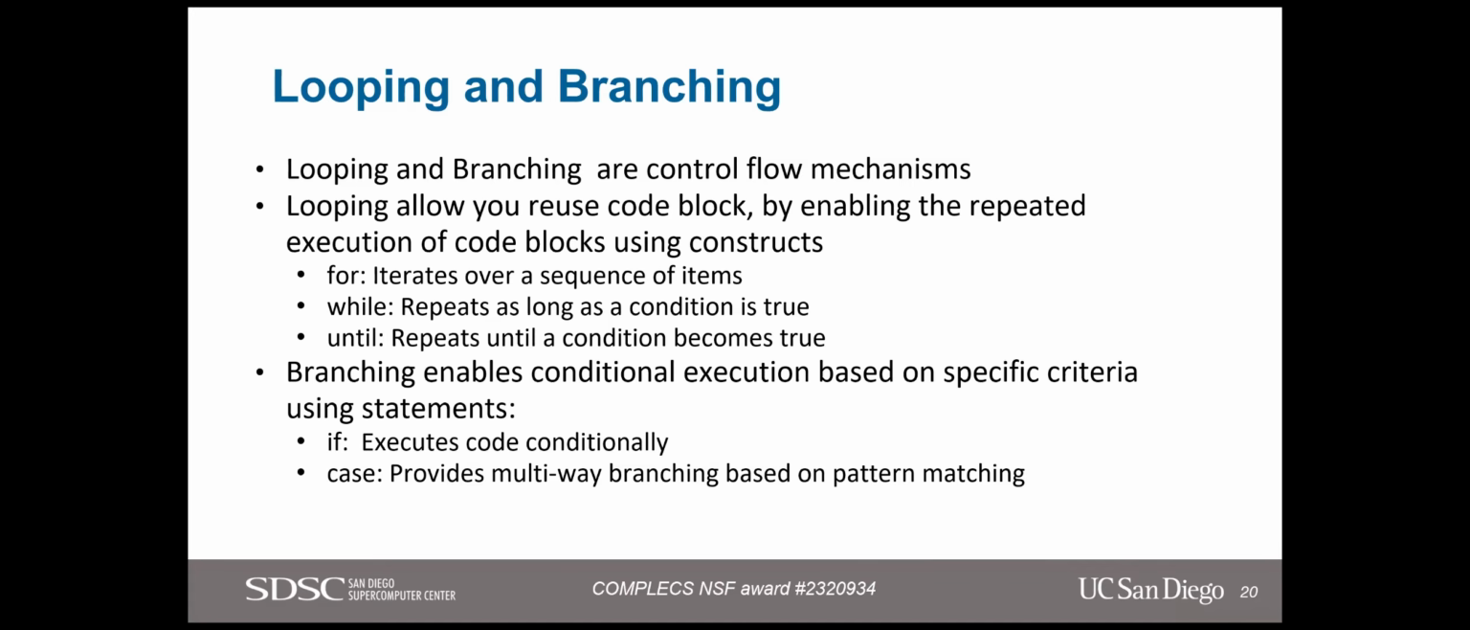Another great feature of Bash is that we can do looping and branching. For loops, we have 3 different types of looping that we can do. We can use for, while, and until. Basically, looping just allows you to reuse a block of code by enabling the repeated execution of the blocks using constructs. For iterates over a sequence of items, while repeats as long as the condition is true, and until is going to repeat until the condition becomes true.